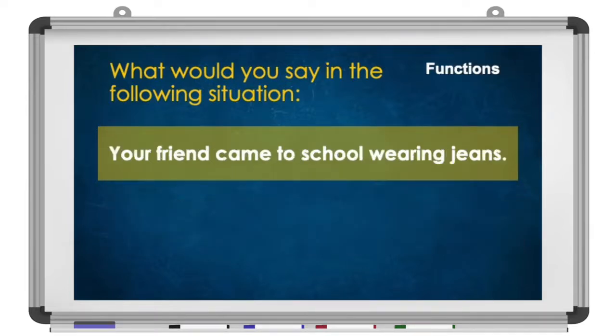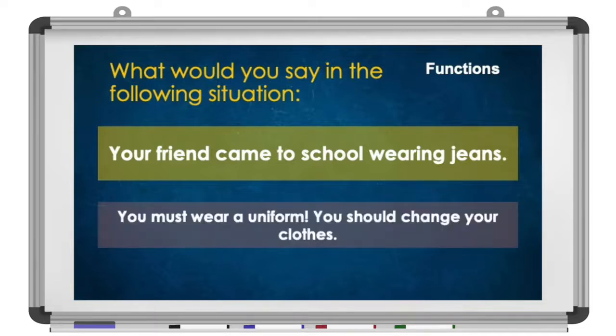The second situation is, your friend came to school wearing jeans. Is that okay? Imagine yourself looking at your friend entering the school wearing jeans instead of the school uniform. What will you say? You must wear a uniform. You should change your clothes. Now look at the modal verbs I used. I used must, should, which shows the importance of wearing the school uniform, and I'm advising my friend to go and change her clothes immediately.